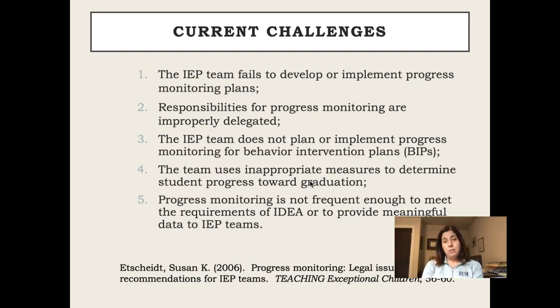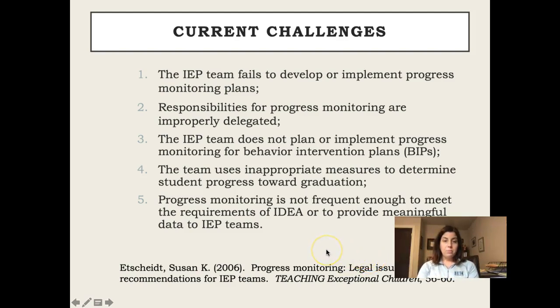Second one is that responsibilities for progress monitoring are improperly delegated. So again, that's not talking as a team collaboratively about who's going to monitor progress for each specific goal. Third one is that the IEP team does not plan or implement progress monitoring for behavior intervention plans. Fourth one is the team uses inappropriate measures to determine student progress towards graduation. Especially as a student gets to transition age, are those goals and the progress monitored to ensure that the student is going to meet that transition plan?